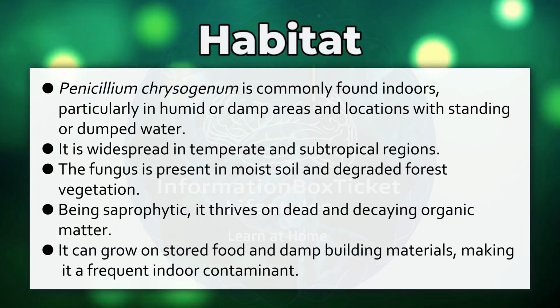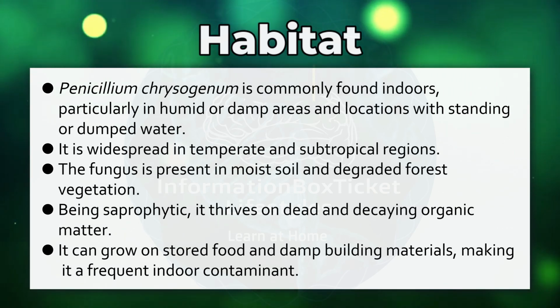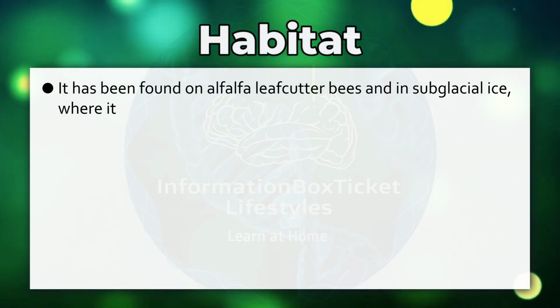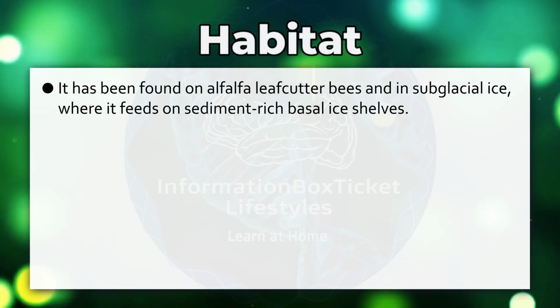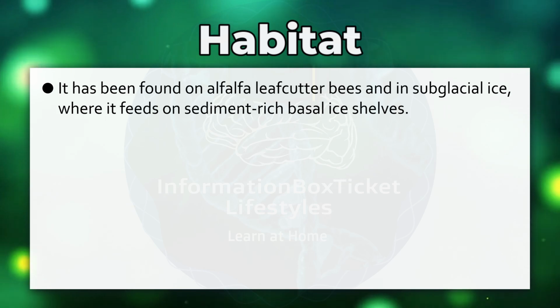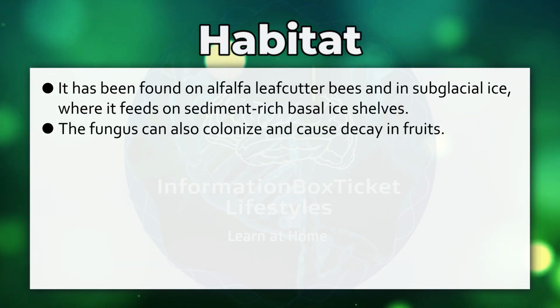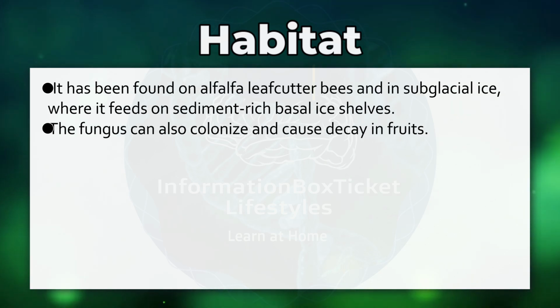It can grow on stored food and damp building materials, making it a frequent indoor contaminant. It has been found on alfalfa leafcutter bees and in subglacial ice, where it feeds on sediment-rich basal ice shelves. The fungus can also colonize and cause decay in fruits.